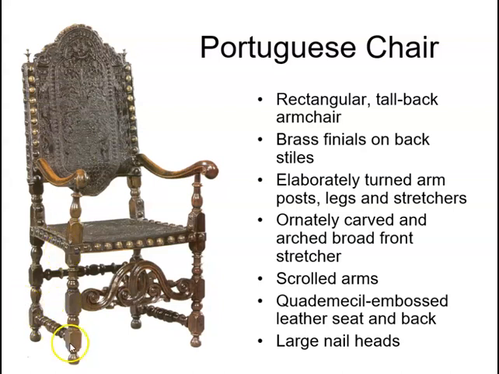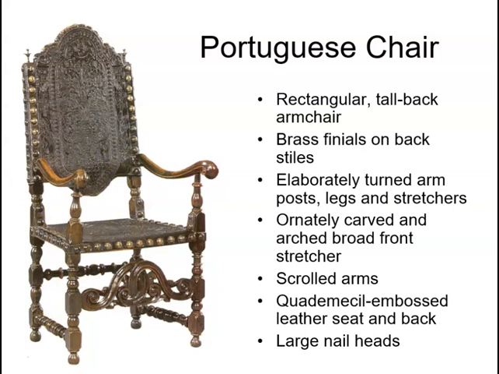So we can see, especially on the stretchers, that we're seeing a lot more turning than we did on previous chairs. Also, it's very ornately carved, and notice the very broad front stretcher at the front here. Notice the very delicate scrolled arms. And then also notice what we call quadrimicile, which is embossed leather, and it's applied to the seat of the chair and the back of the chair.